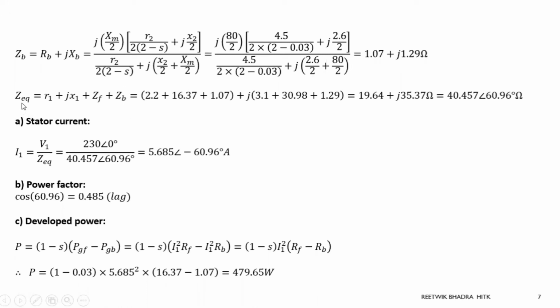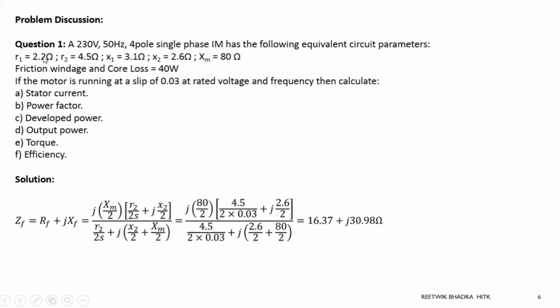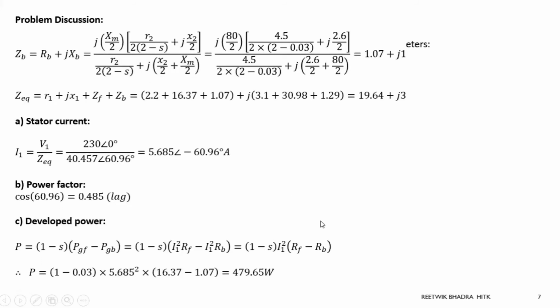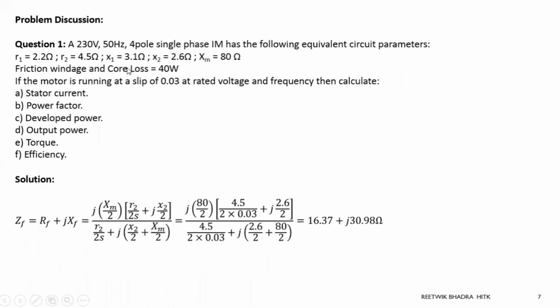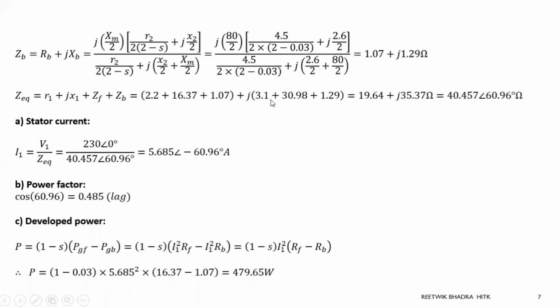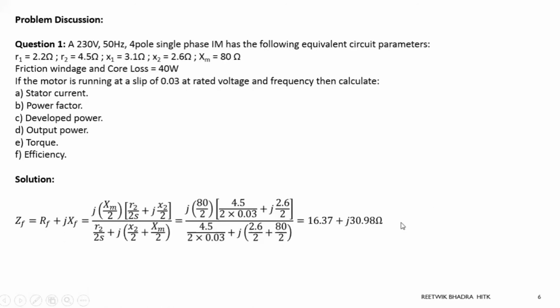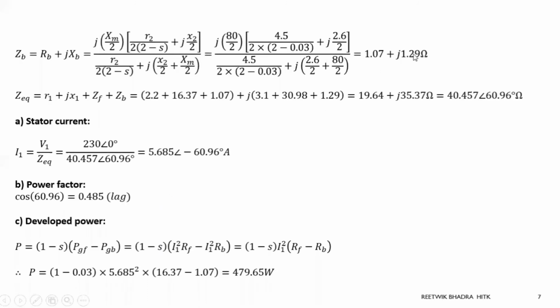Now, Z equivalent we have to find out. So ZF plus ZB plus R1 plus jX1. So what was R1 given in the question? 2.2. What is RF? 16.37. So 2.2 plus 16.37 plus 1.07. Now, next is X1. What is X1? 3.1. So 3.1, plus 30.98, which is XF, and what is XB? 1.29.